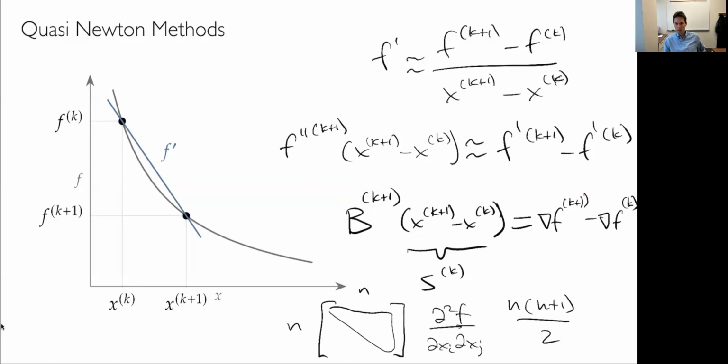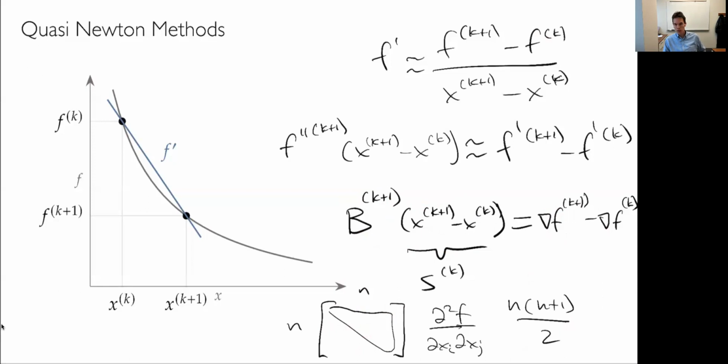Again, take a second to think about that. Here's the equation I'm using to estimate my Hessian from these derivatives. This is a matrix, this is a vector, this is a vector, so this is just an Ax = b type of equation. But that gives me n equations, right? Each row of this matrix is an equation. So I have n equations. That's a problem, because I have way more unknowns than I have equations.